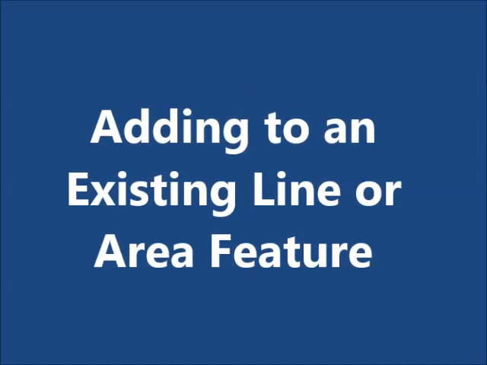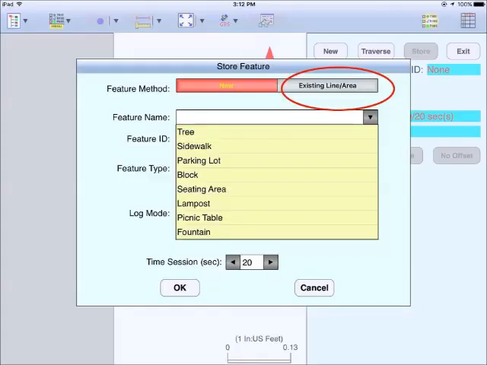If, after featuring a line or area, you find out that you need to add more coordinates to the feature, you can do so by tapping the Existing Line Area button in the Store feature screen. The additional coordinates log will be appended to the selected feature.